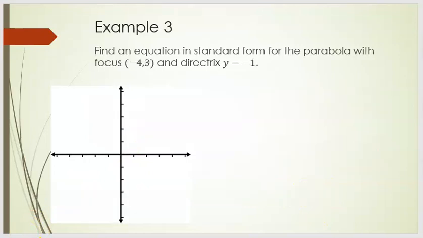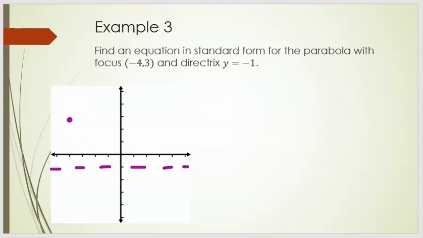Okay, here's example 3. This time we were given a point at negative 4, 3. And this time it's the focus, not the vertex. And we were given the directrix of y equals negative 1. So that means it has to be a horizontal line for this one. Now this time we weren't given the vertex, so we're going to need to figure that out on our own.